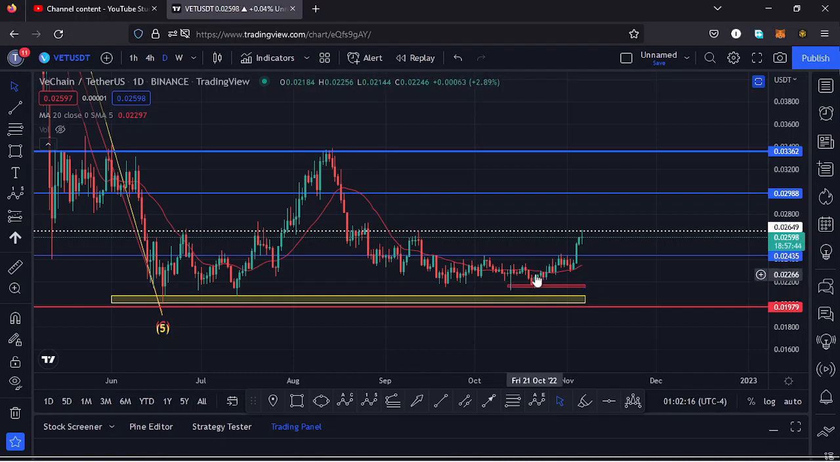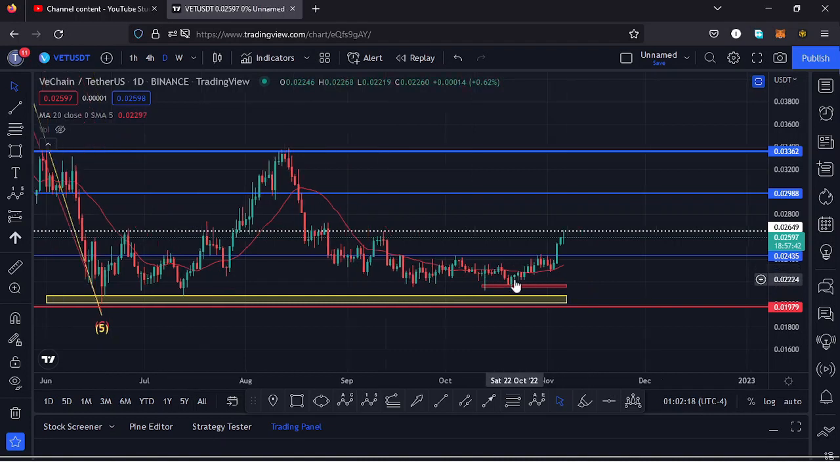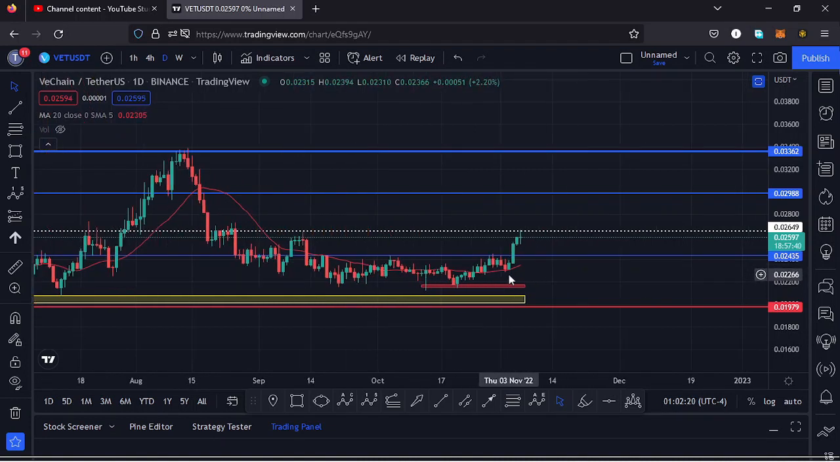And after that we are seeing a bit of a bounce to the upper side, where we have also managed to break above the 20-day MA, which is now acting as support here on the daily chart. We have also managed to break above the $0.024 mark, which was a key area of resistance.